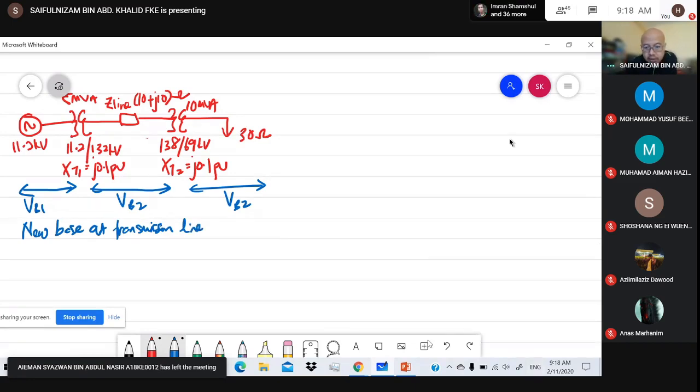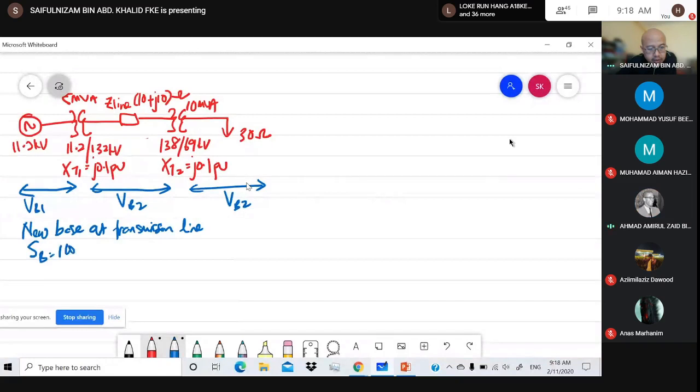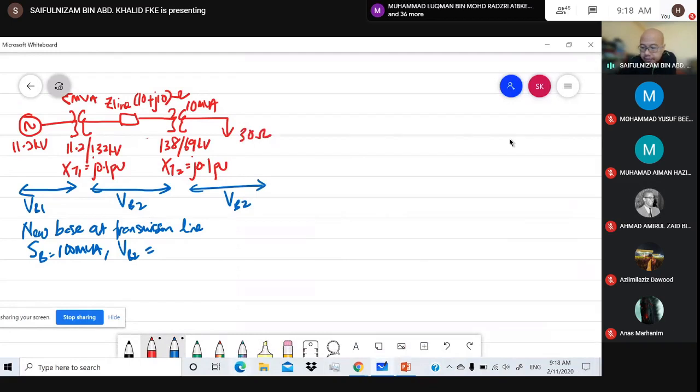So what is the new base at the transmission line? Base equal to 100, VB2 equal to 138. Okay, can you find what is VB1 and, sorry, VB1 and VB3? This here should be VB3, not VB2, VB3.